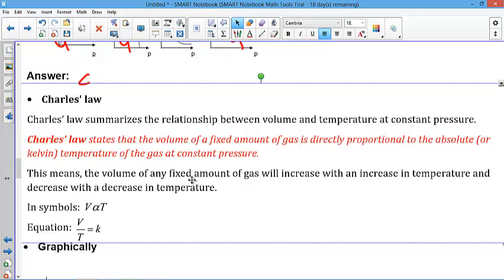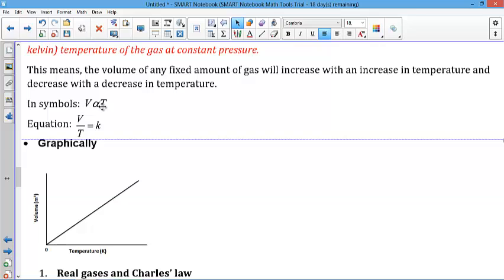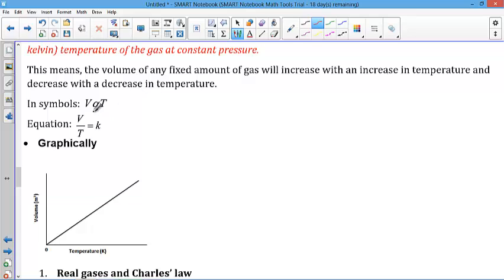This means the volume of any fixed amount of gas will increase with an increase in temperature and decrease with a decrease in temperature. If you double the temperature, you expect the volume to be doubled as well. If you halve the temperature, according to this law here, we expect that even the volume should be halved. Now in symbols, we can write V alpha T, which means the volume is directly proportional to temperature. And you have to remember that when we say volume is directly proportional to temperature, then pressure must be kept constant.